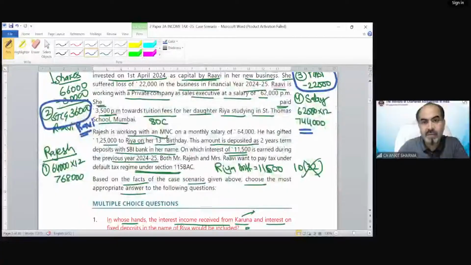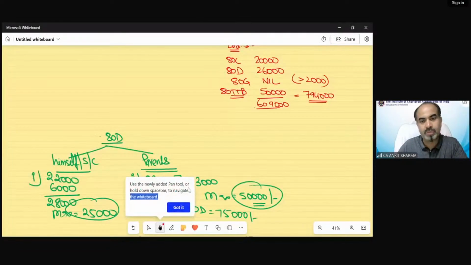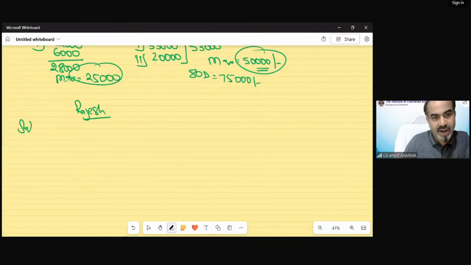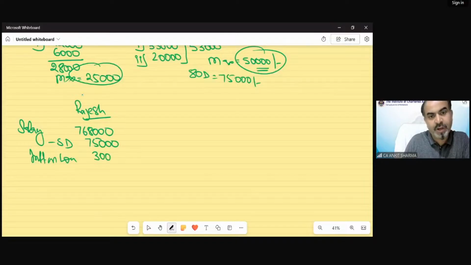So now we will see what the income position is in the hands of Mr. Rajesh and Ravi both. In case of Rajesh, you can see there was a salary income of 7,68,000. Then reduction of 75,000. The interest on loan, that 30,000, is going to be part of his income, and his PGBP loss would be 22,000.